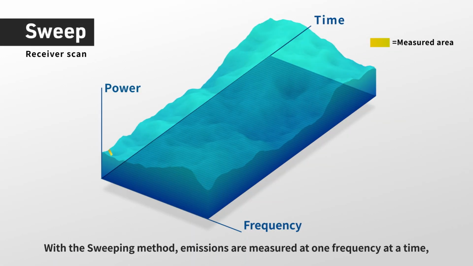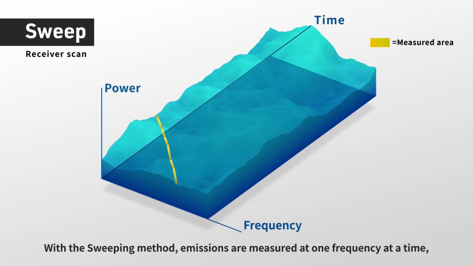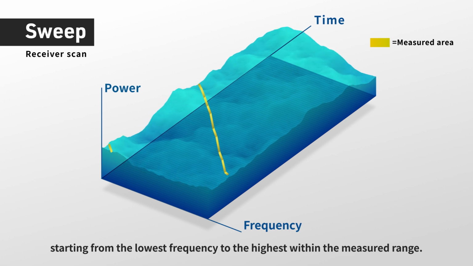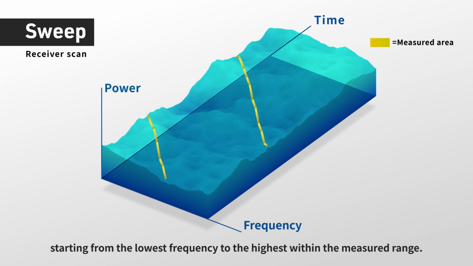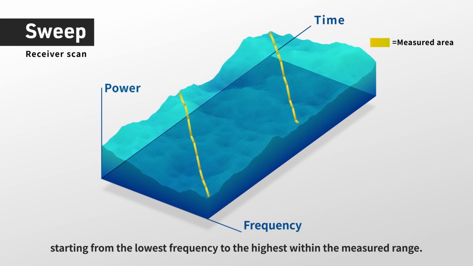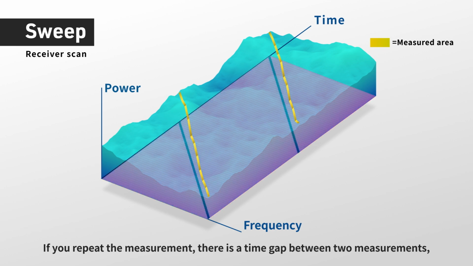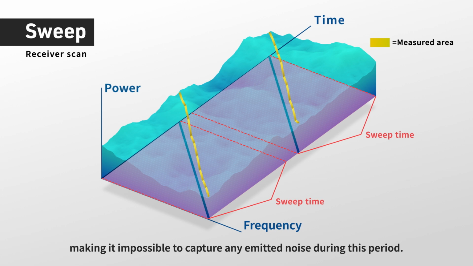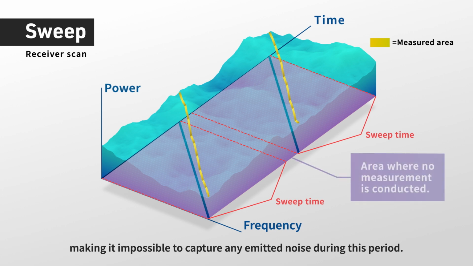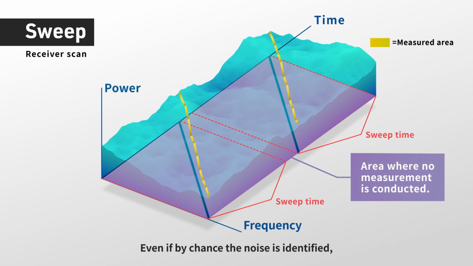With the sweeping method, emissions are measured at one frequency at a time, starting from the lowest frequency to the highest within the measured range. If you repeat the measurement, there is a time gap between two measurements, making it impossible to capture any emitted noise during this period. Even if by chance the noise is identified, its consideration for the final measurement remains uncertain, given its fluctuating peak over time.